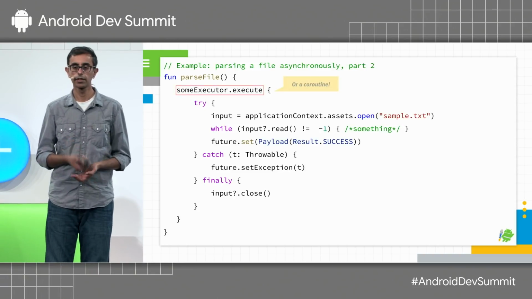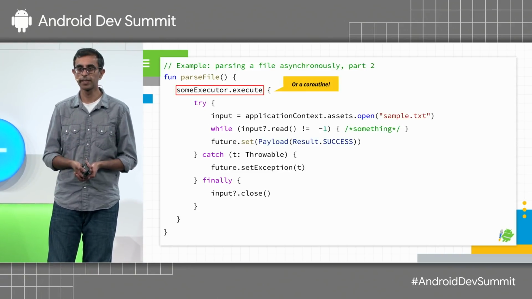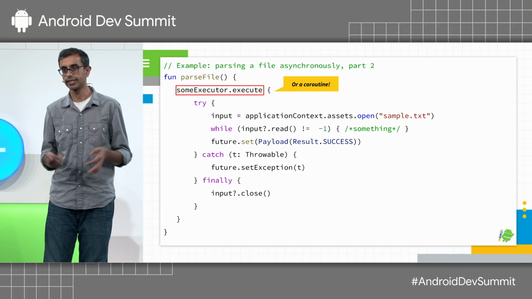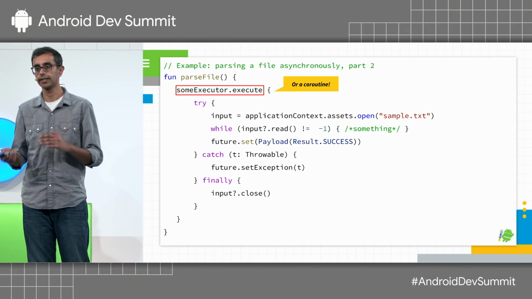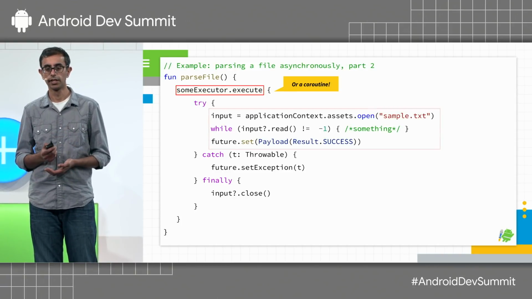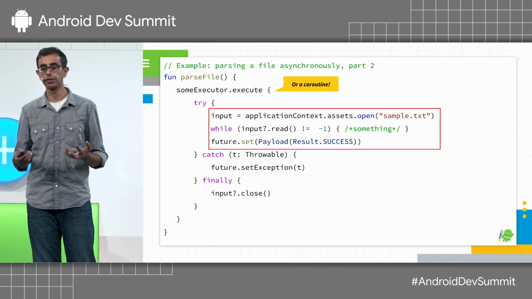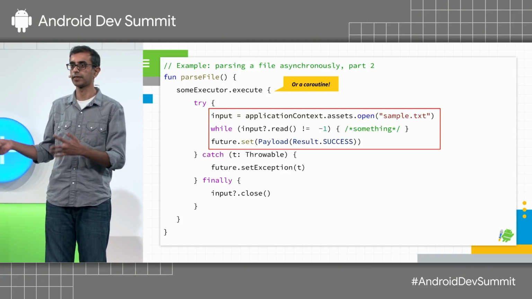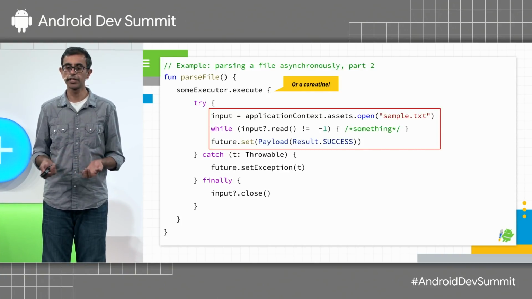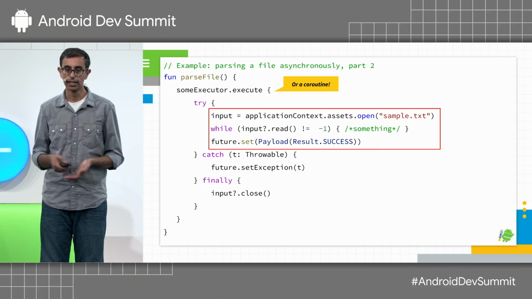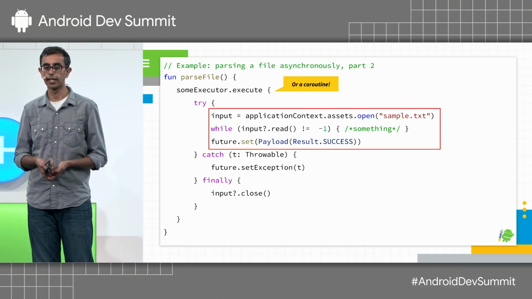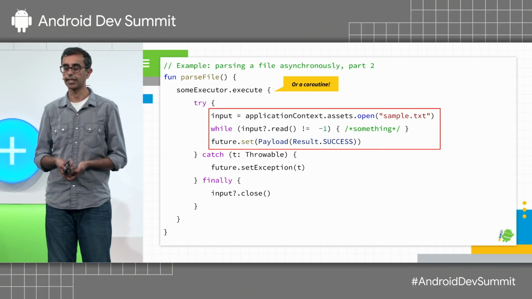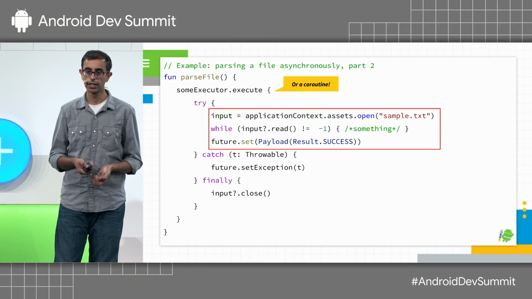Here's parse file. So you've got some executor or whatever, a coroutine, it doesn't matter. You're asynchronously doing that runnable that follows. So the first thing you might be doing is opening the file, reading each byte out of the file, doing something with that byte, and then when you're done, you set a success because you're done. And then you have the necessary try-catch-finally after that, so that you can clean up after yourself.